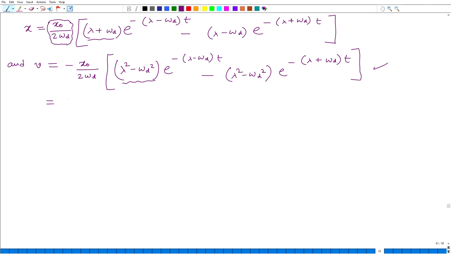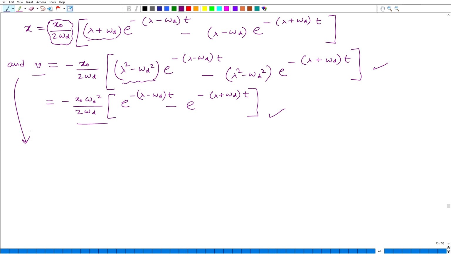I take the omega 0 square out and I can write minus x 0 omega 0 square by 2 omega d, e to the minus lambda minus omega d times t minus e to the minus lambda plus omega d t. Okay. Now, this is the expression of velocity, where you know all the initial conditions and you express the arbitrary constants of integration in terms of them, then you do the d/dt. So, that is something also a training to understand for general problems.